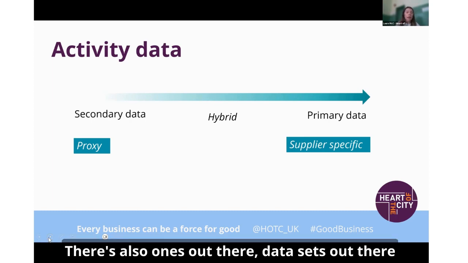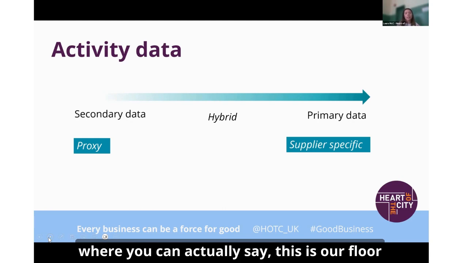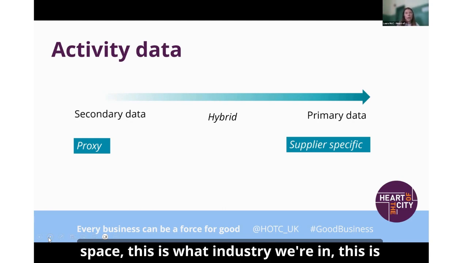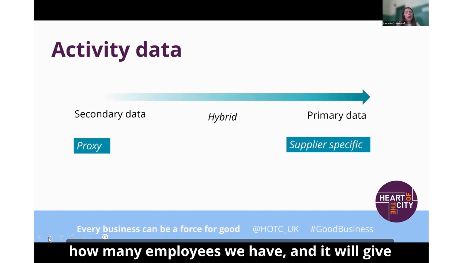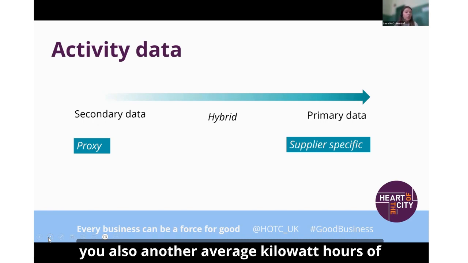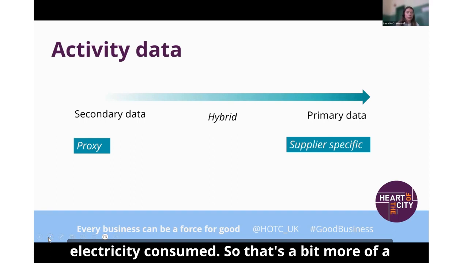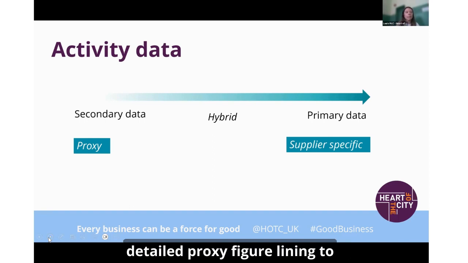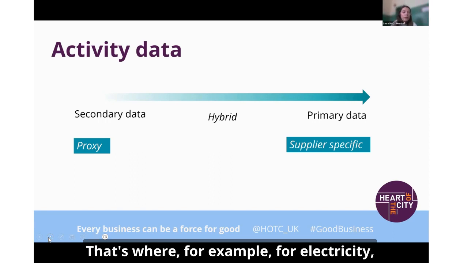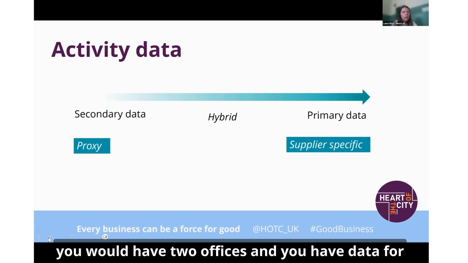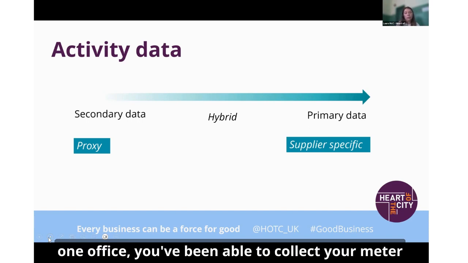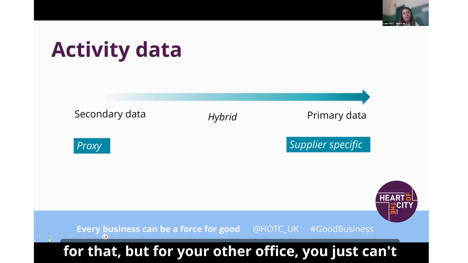There are also data sets out there where you can say, this is our floor space, this is what industry we're in, this is how many employees we have, and it will give you another average of kilowatt hours of electricity consumed. That's a more detailed proxy figure, leaning up that sliding scale of secondary data. And hybrid, I won't forget that. That's where, for example, for electricity, you would have two offices and you have data for one office. You've been able to collect your meter readings, so you have primary data for that.